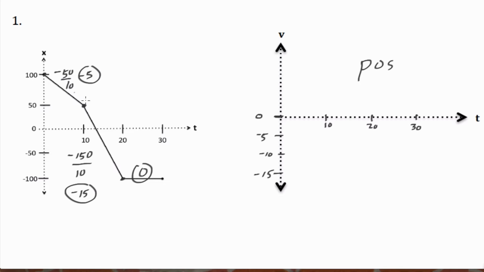Now I'm just going to convert this. For the first 10 seconds, it had a constant velocity of -5. A constant velocity of -5 is a straight line here at -5, and I have that go up to the 10 because that lasted for the first 10 seconds. For the next 10 seconds, it was at -15. So I'm going to go down here to -15 and show it was at that constant velocity for the next 10 seconds. And then for the last 10 seconds, it was at 0.